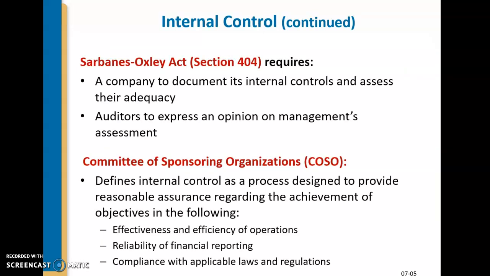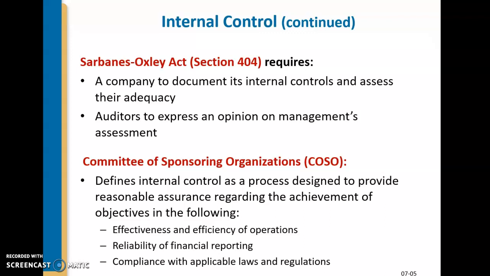The Sarbanes-Oxley Act requires public companies to document their internal controls and to assess their adequacy. The Public Company Accounting Oversight Board further requires auditors to express an opinion on whether the company has maintained effective internal control over financial reporting.